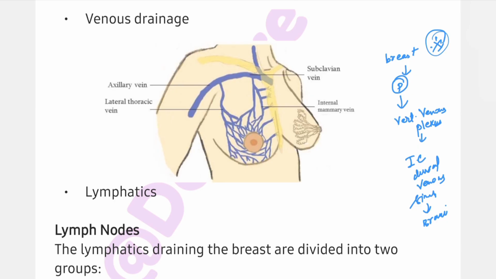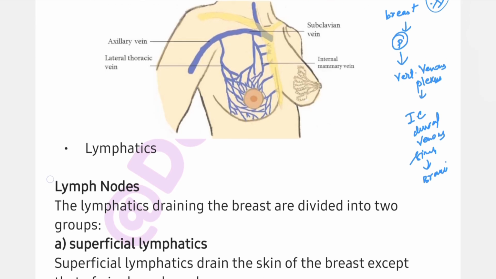And you have an anastomotic venous circle at the base of the nipple, that is called the venous plexus of Haller. Okay, at the base of the nipple you have an anastomotic venous circle, that is the venous plexus of Haller. You have to write about this also.